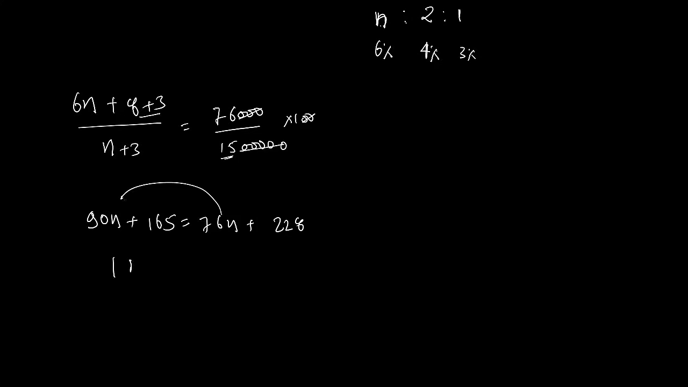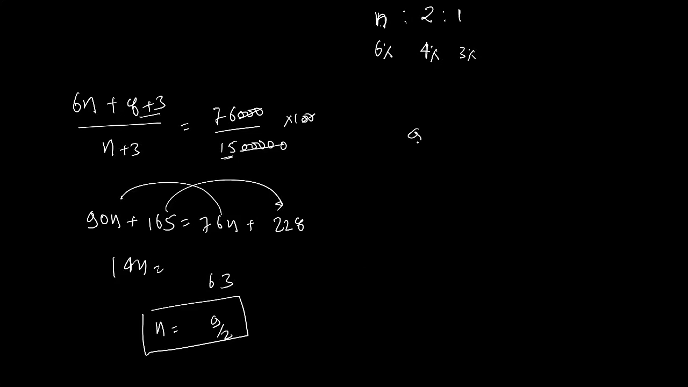Transfer this, this is 14n. Transfer this, this is 63. So n is equal to 9/2. So 9/2 is the ratio, 2 ratio 1. Rearrange all of this: 9:4:2. This is your distribution fraction.